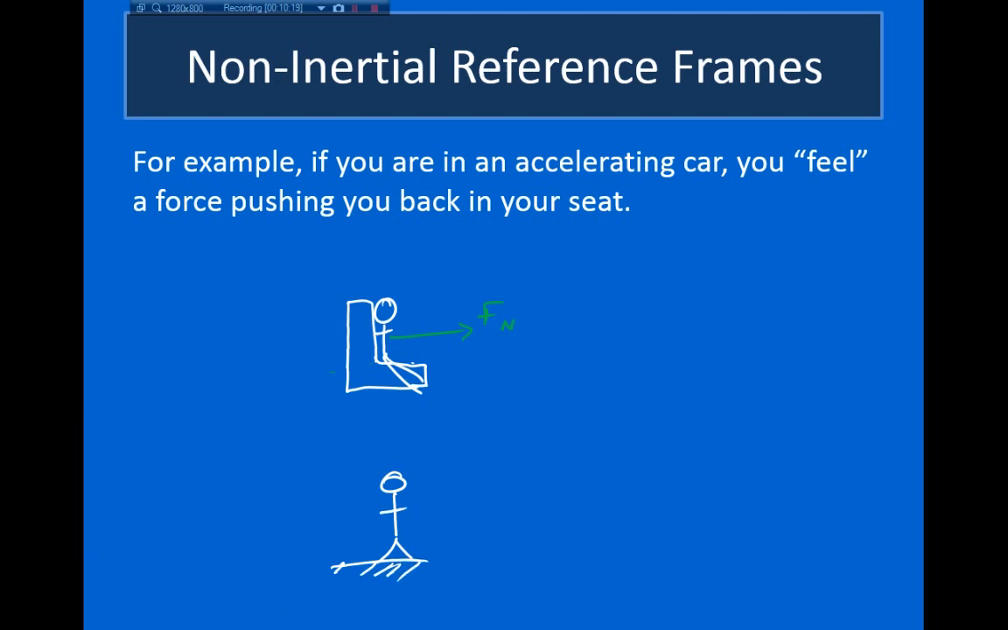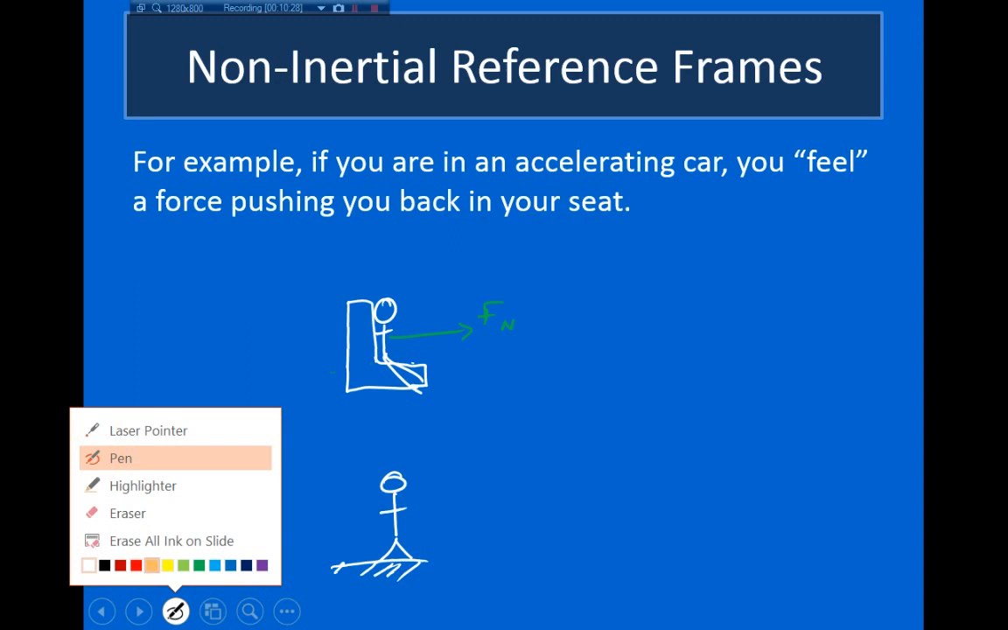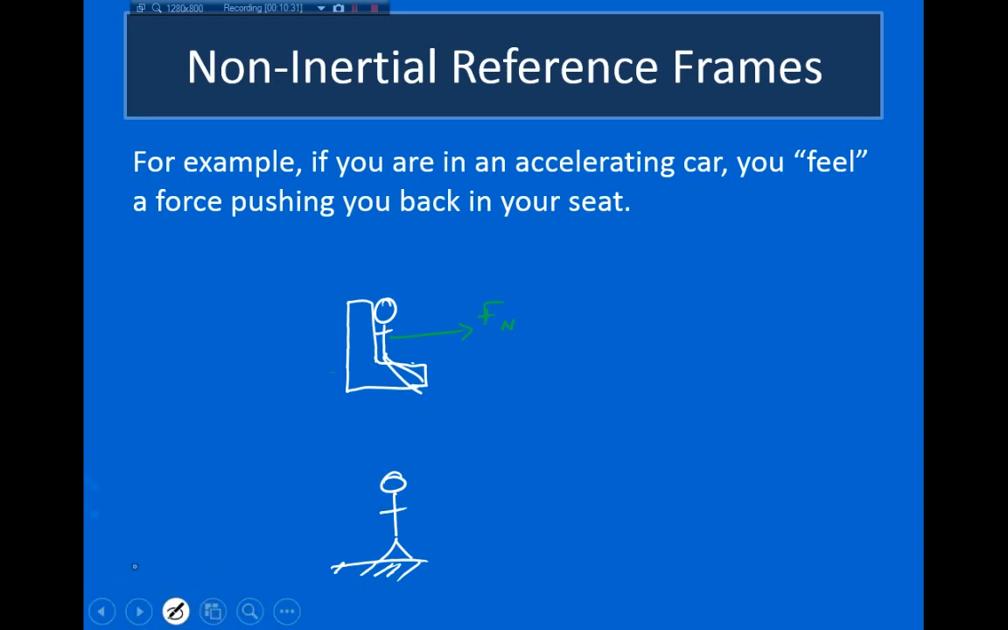So if your car were completely invisible, and the only thing this person could see who's standing on the side of the road is you sitting in your chair, they would see you sitting in your chair accelerating to the right. And they would say, okay, well, if I apply Newton's laws to this person in this chair that's accelerating to the right, then there must be a net force that's pushing them in that direction. And in fact, that is what's happening. We've got this normal force that the chair exerts against your back, and that's what's causing you to accelerate forward.